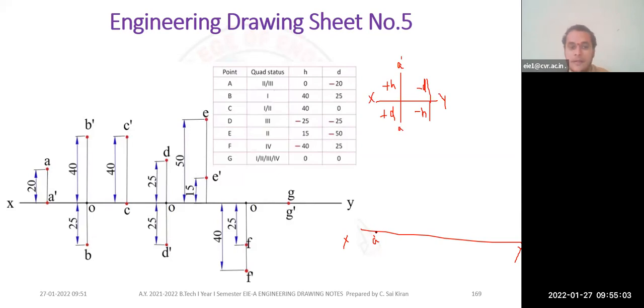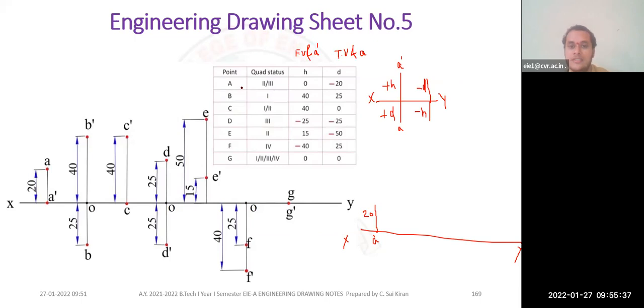And this is my point A dash and negative D. Whenever D is negative, it will go above the XY line. The distance is 20, so give the distance as 20. And with respect to D, it is the top view and small letter. And with respect to H, it is my front view. I have to represent this with a small letter and dash, whatever may be the letter.